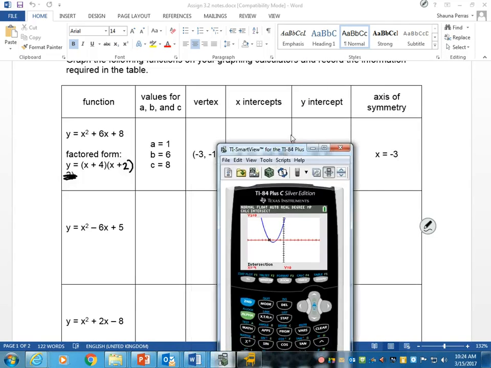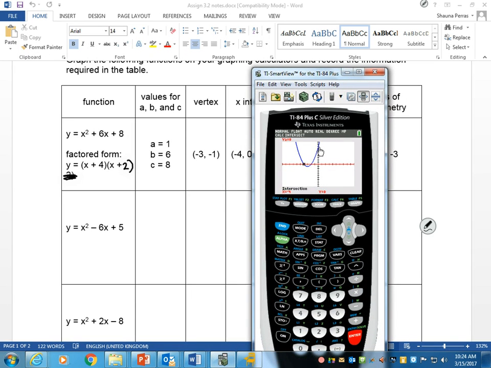What about our y-intercept? That's right here, right, where it hits the y axis. That's when what value is 0? That's when x is 0, right? How do we find that? Is going into our table. Now, my table looks funny.